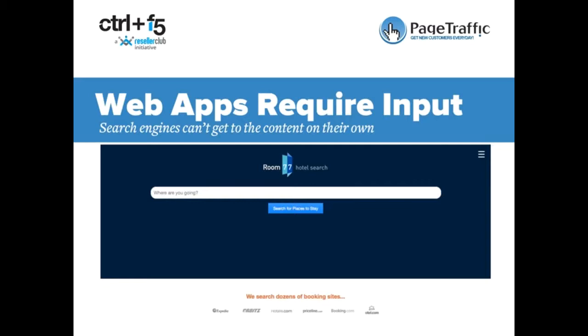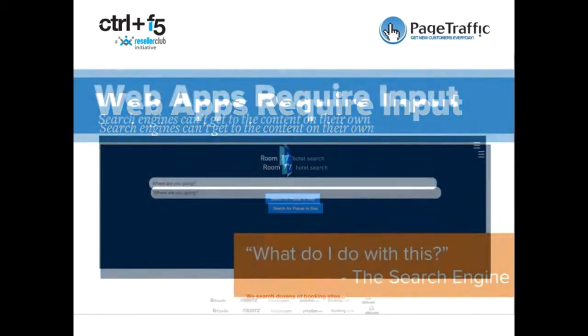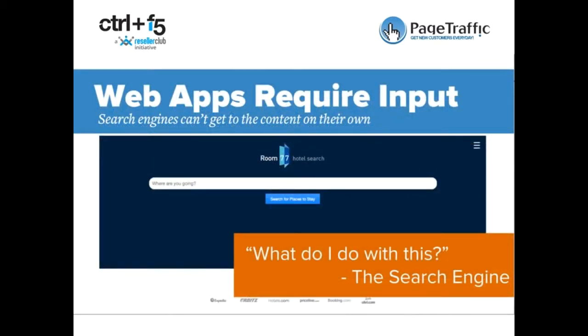This is an example of a web app that requires input. The search engine can't search therefore. It can just crawl. What the crawler does is follow links and crawl links to links. Here the problem is that the search engine cannot crawl your web app. Search engines can't get the content on their own. They can't search. In another example, the search engines will come and say, what am I supposed to do? I can't go beyond page 1. Most of it is locked.